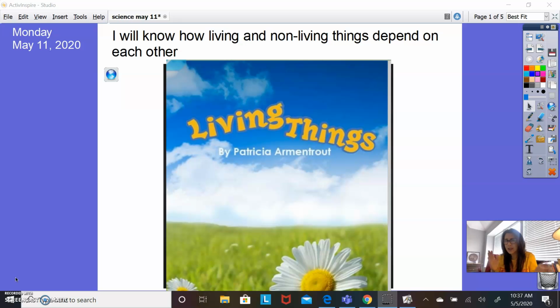So we're going to talk a little bit differently about how things depend on each other, around the same topic. We're going to start off first by reading this book called Living Things by Patricia Armentrout. So let's get started. Actually, let's do this first, like we always do. Let's go ahead and read our job. Ready? I will know how living and non-living things depend on each other. Let's get started.